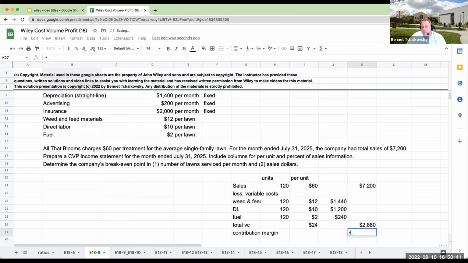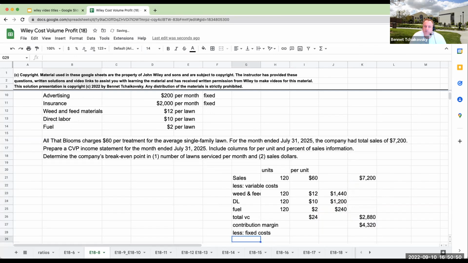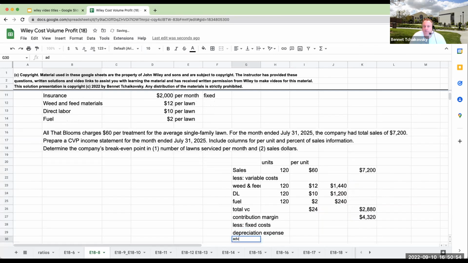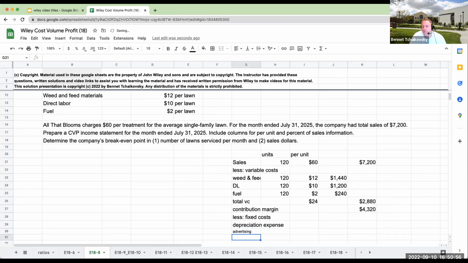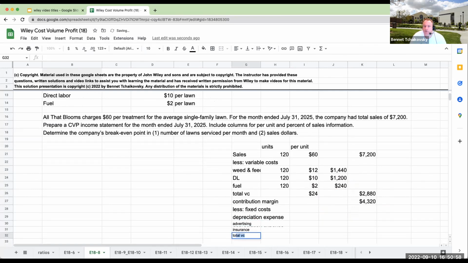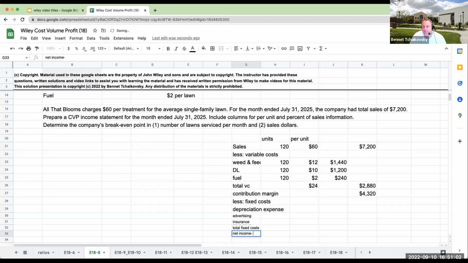So my contribution margin is going to be my sales minus my variable costs. From that, I'm going to go through and do less fixed costs. So I'm going to have my depreciation, advertising, and then insurance. Total fixed costs, and then we're going to have net income, variable costing.